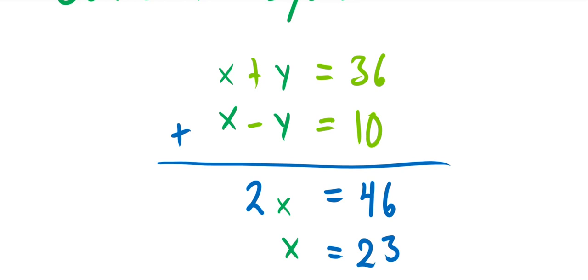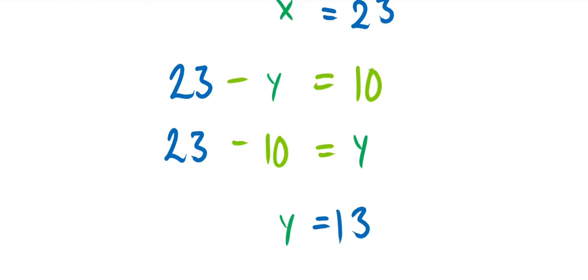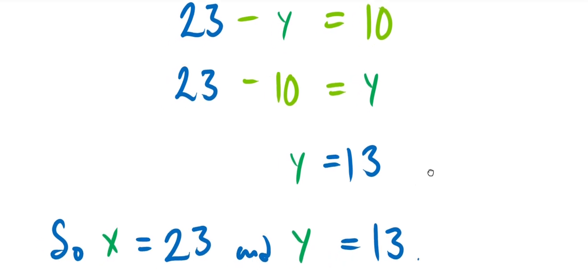It's already in the form where we can use Gaussian elimination. There's a plus y and a minus y. So if I add these two together, I get 2x is equal to 46. Divide by 2, we get that x must be equal to 23. And if we take that back to the original equation, we can see that we have 23 minus y must be 10. Let's just add the y to the other side, subtract the 10 over. So 23 minus 10 must be y, and that means that y is equal to 13. So in conclusion, we find that x is 23 and y is 13.